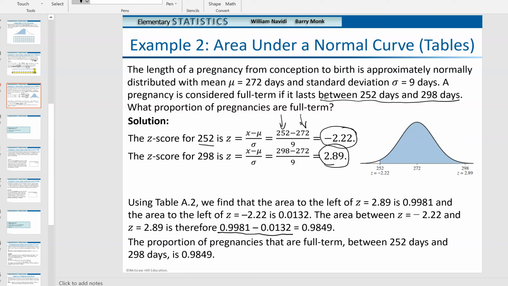So I look these two numbers up on the chart. When I'm looking up 2.89, I get 0.9981 on the chart, table A2. Then when I look up a negative 2.22, I get 0.0133, and this is an in-between, so I subtract the two, and there's my answer, 0.9849. So the proportion of pregnancies that are full term between 252 days and 298 days is 0.9849.